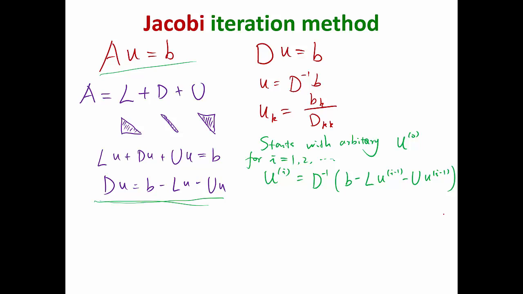Yes? Why don't I combine L and U? Why don't we keep it separate? Actually, in this Jacobi iteration method, it's completely fine to combine them. I kept them separate because when we go to the next iteration method, Gauss-Seidel, it makes sense to split L and U. Yes, good point. Looks like you have good understanding of this already. Any other questions?